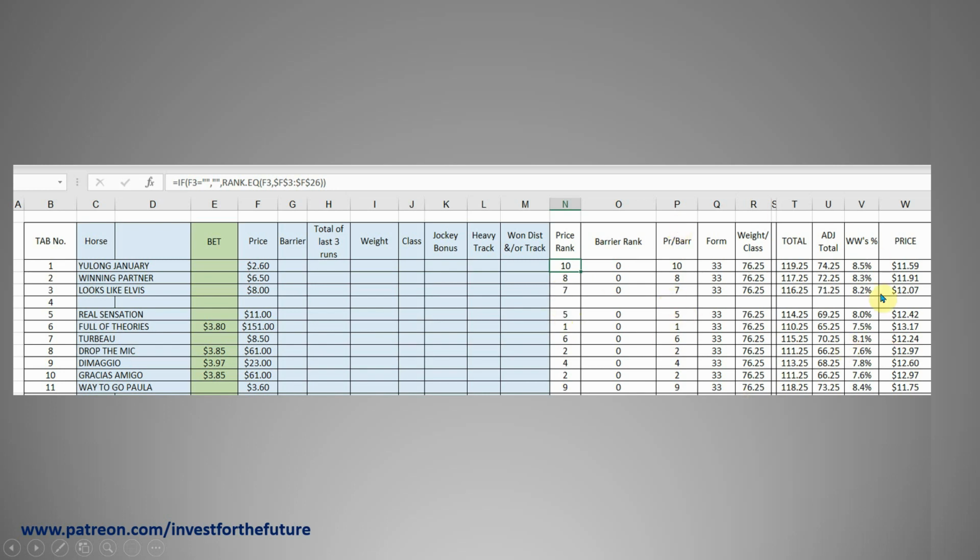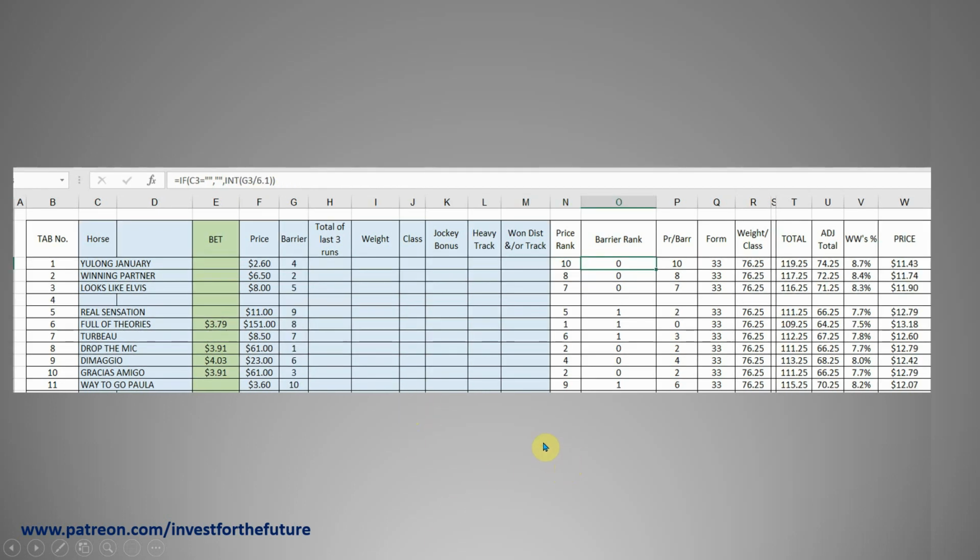And don't worry about what's going on over here. It's not until we've finished putting all of the data into the blue cells that any of this is going to be usable. But at the moment, just the price rank, and there's the formula up there if you want to know how to do the price rank. The next thing we enter is the barrier, and again, we now get a barrier rank, and there's the formula up there to fill that in.